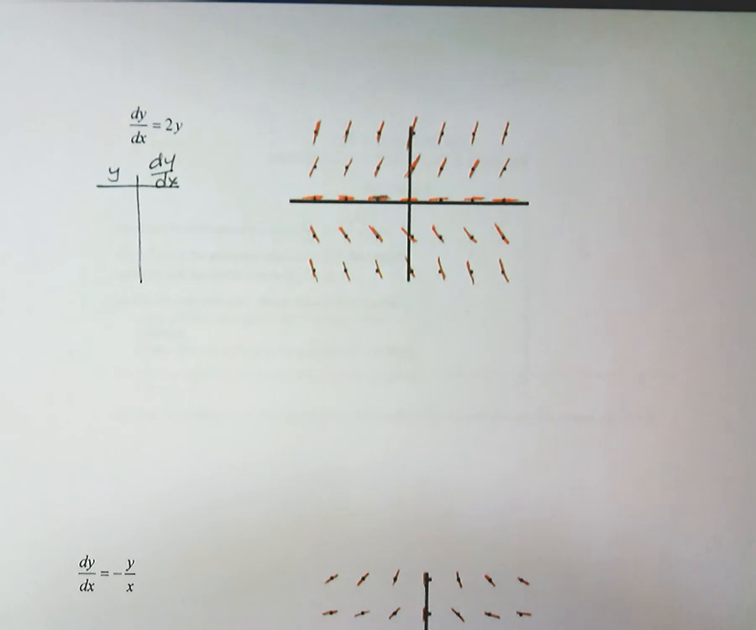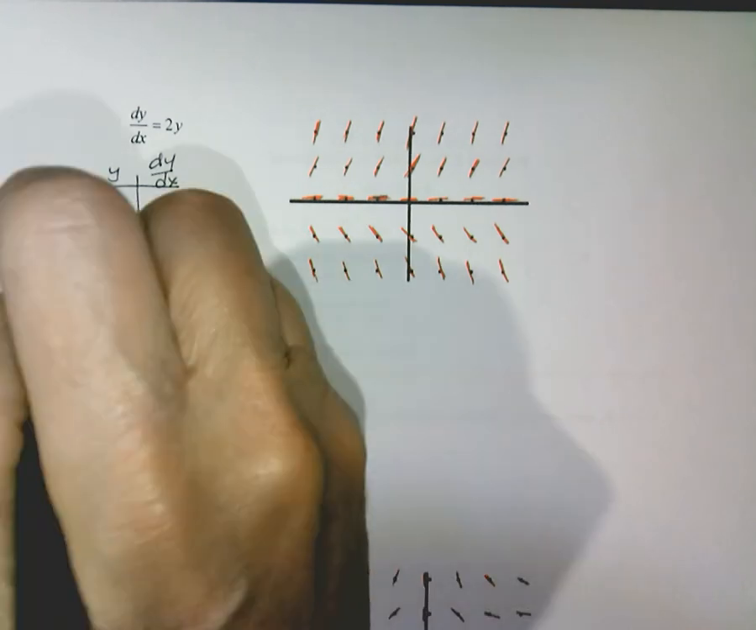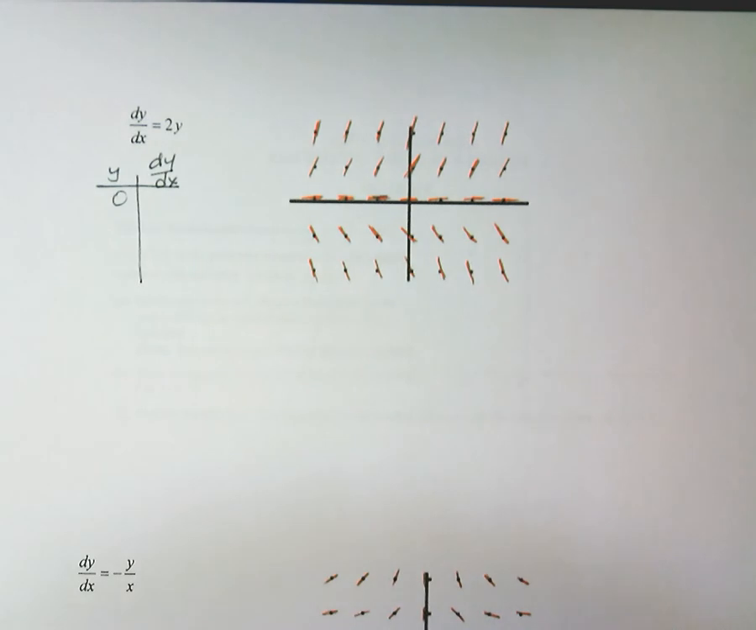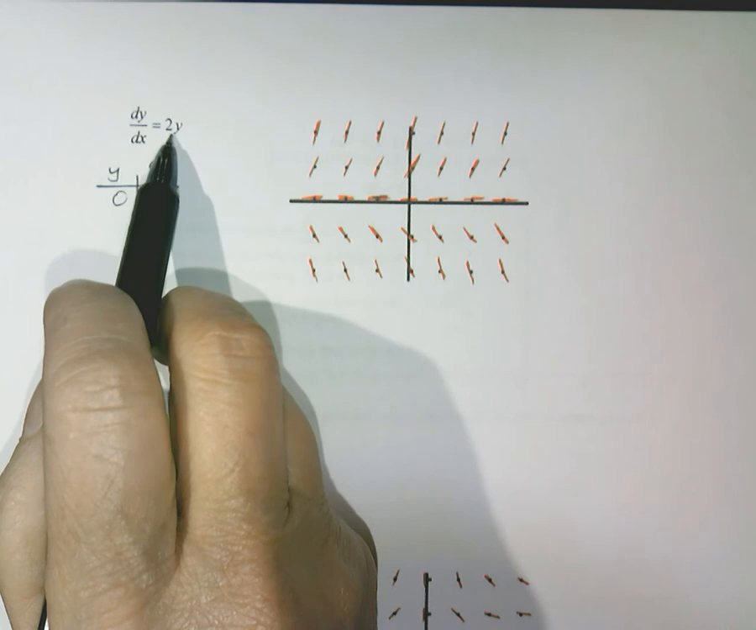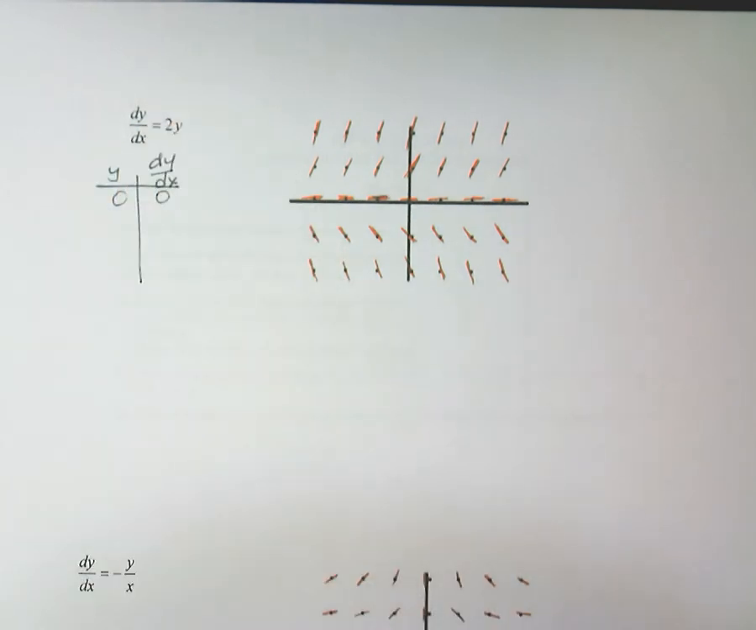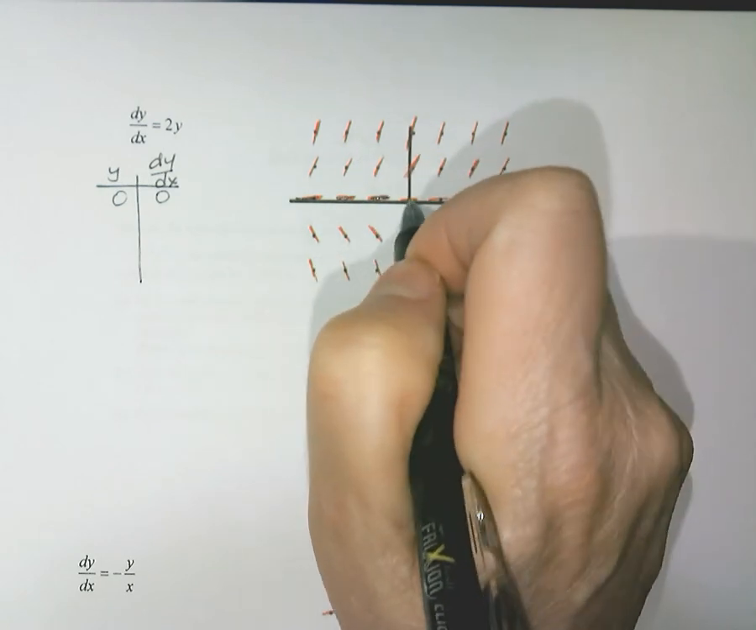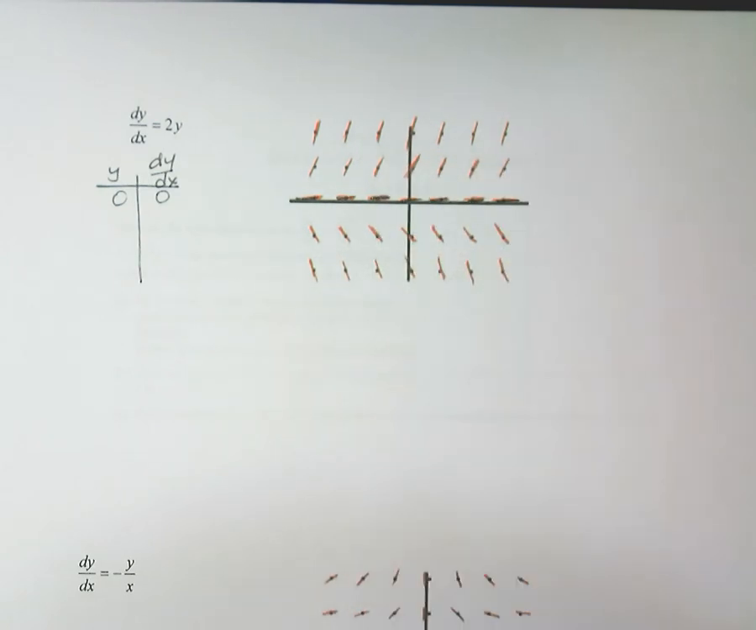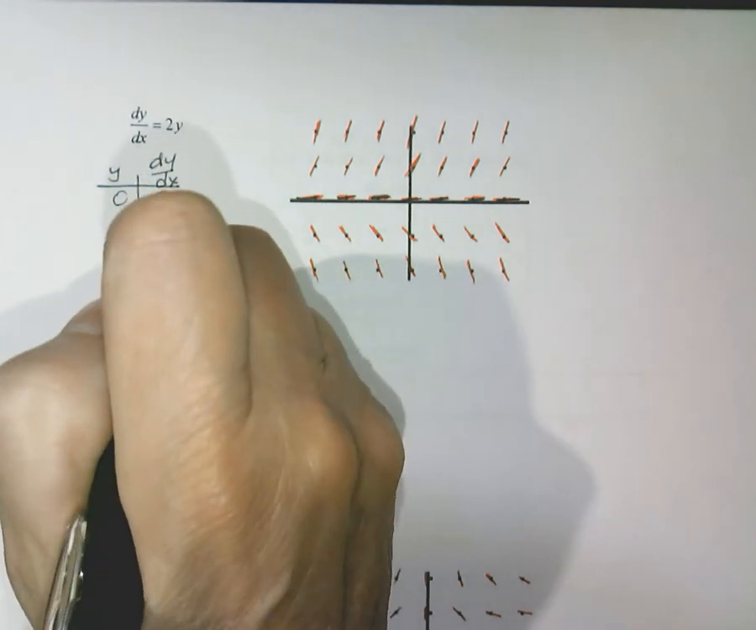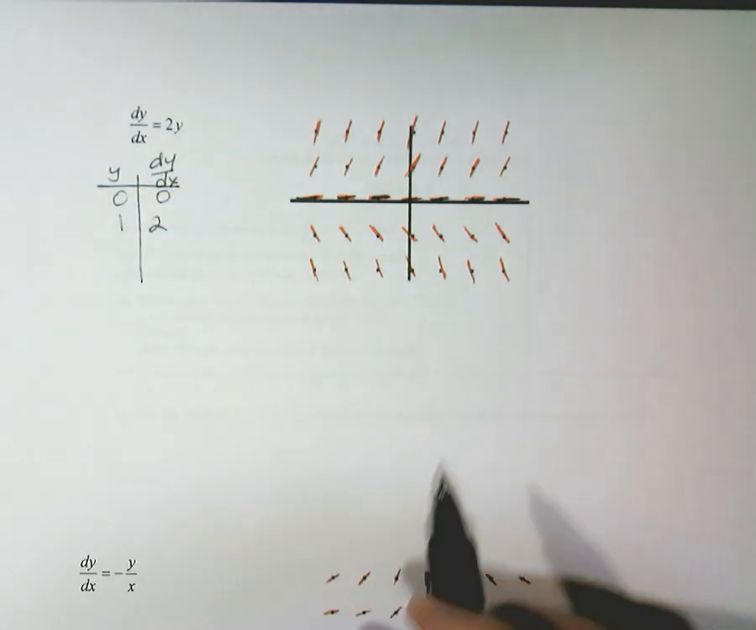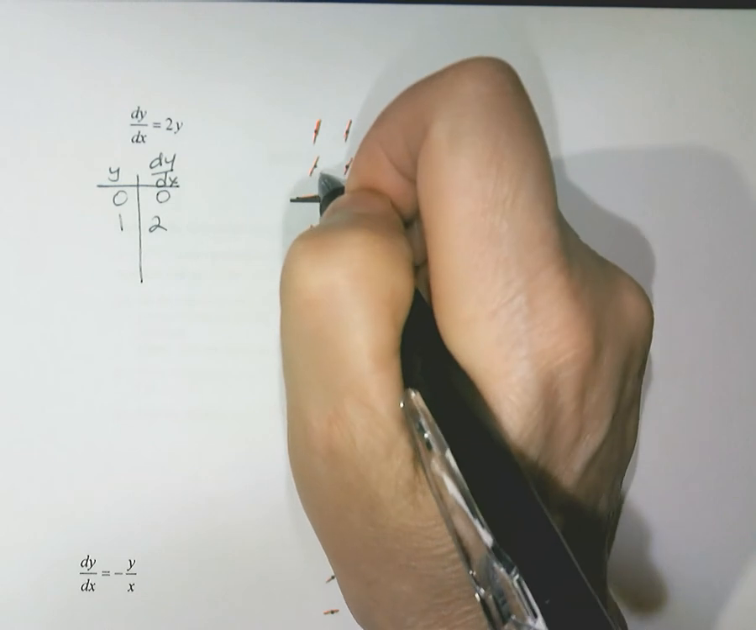Well, similar to the last one, I'm going to start putting a value for y. I like to put 0 for y. If I put a 0 for y, 2 times 0 is 0. So anytime y is equal to 0, that's where they get those slopes of the segments. If y is equal to 1, 2 times 1 is 2. So anywhere y is equal to 1, I have a slope of 2.